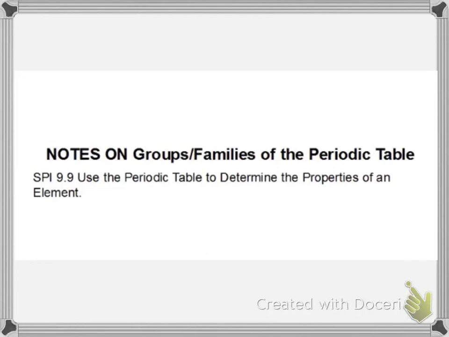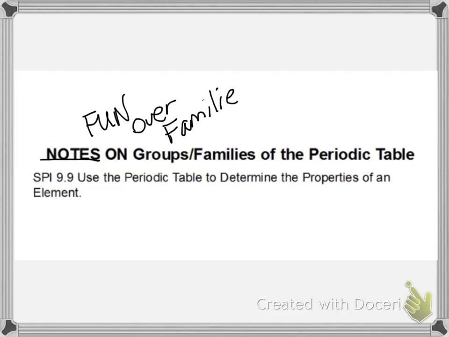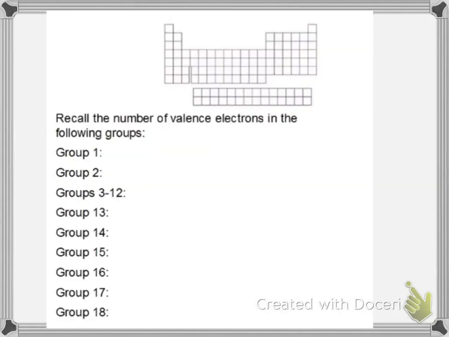So we're starting today looking at groups and families of the periodic table. All right, so here's your notes. And like I said, this is your fun sheet over families. Okay, so the first thing we want to do is recall the number of valence electrons in the following groups.